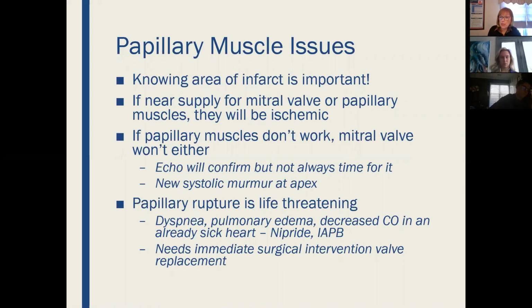All right, papillary muscle issues I talked about with valves. So knowing the area of your patient's infarct is important. We saw on that cross section that it involved the valves, blood supply to the valves. So if your infarct is near the mitral valve supply or it affects papillary muscles, they're not working. Now they're ischemic and those muscles can't work on top of your ventricle wall not working. So if they don't work, your valves aren't working. And now we're not processing blood. We're not even attempting to process blood.